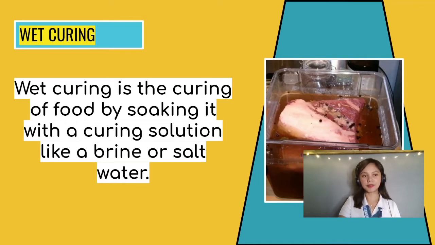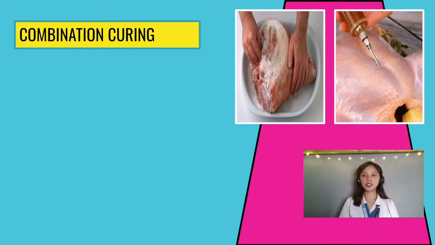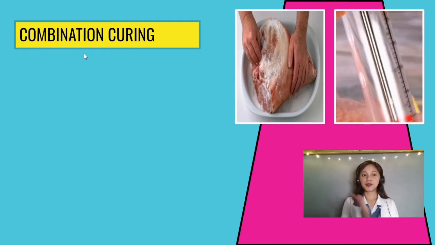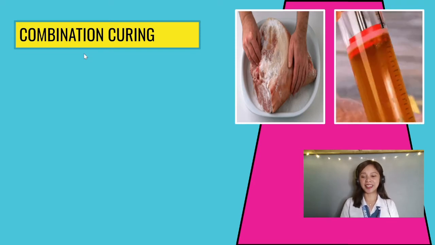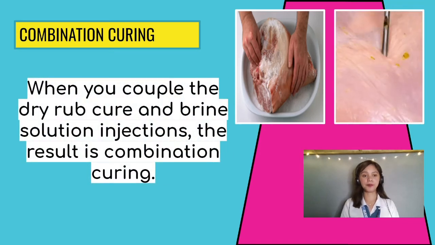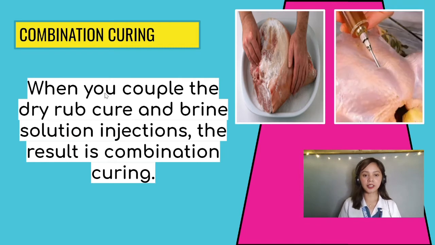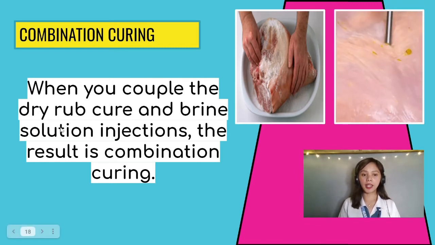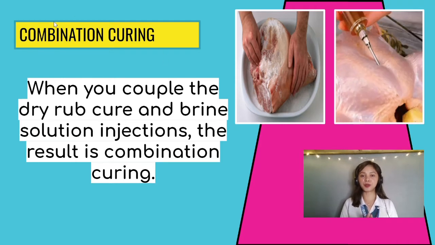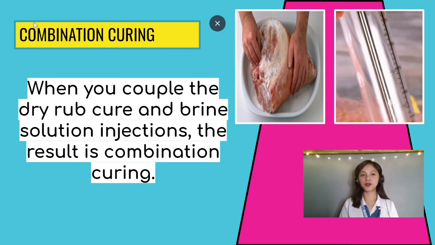Very good. Let's proceed to the last method, the combination curing. I know all of you have an idea because you heard the word combination. Okay. Anyone wants to read the definition? Yes, Bernadette, please read the definition. Thank you, Bernadette. Just like what it says here in the definition, if you couple the dry and the brine solution, you call it combination. So if you're going to combine the dry curing and the wet curing, you're going to have the combination.